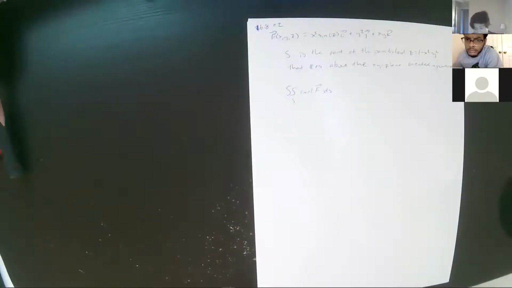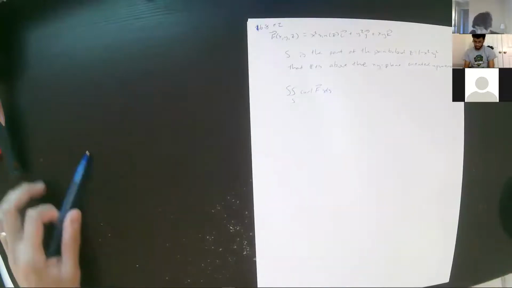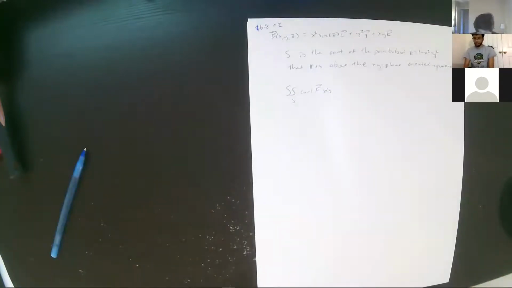What do we want to do first? What does Stokes' theorem say? First, let's draw a picture of this, I guess. What does it look like? So we have all these nice tools. You can draw this.